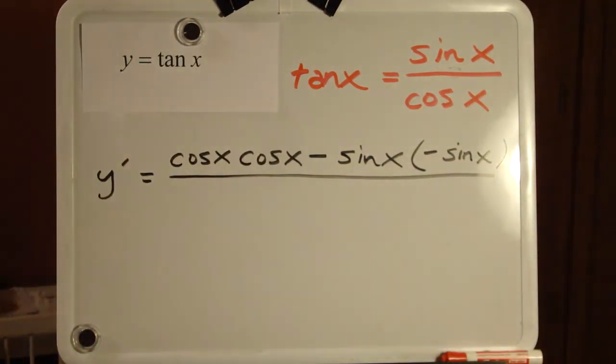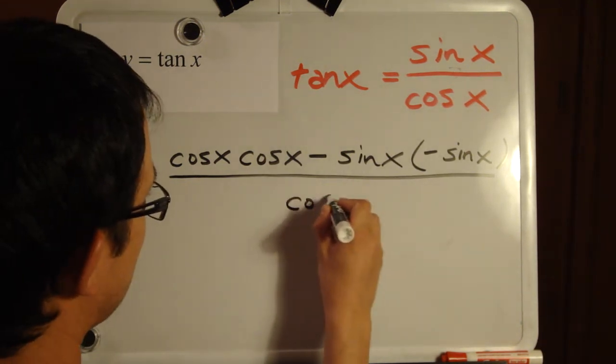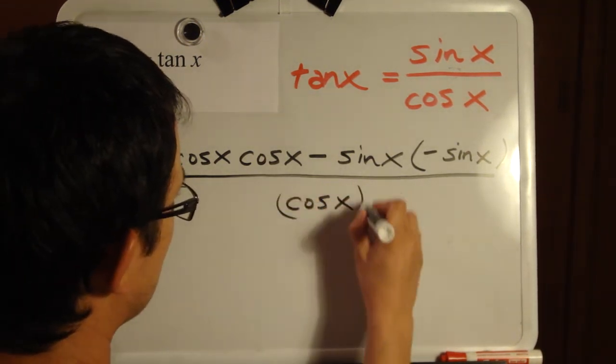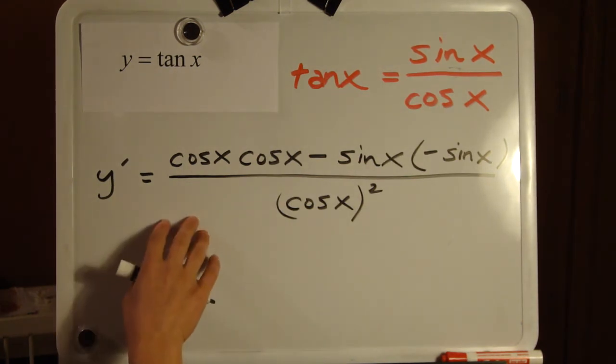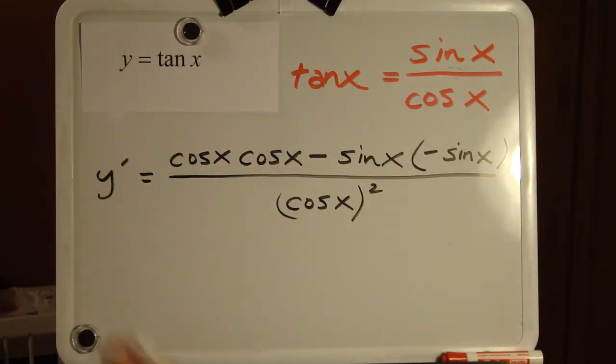Okay, and all of this is divided by the bottom function to the second power, right? The bottom squared. Okay, so this is the derivative of the tangent function in raw form, right? We haven't really done any simplification or anything like that.